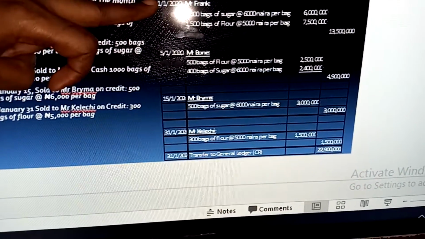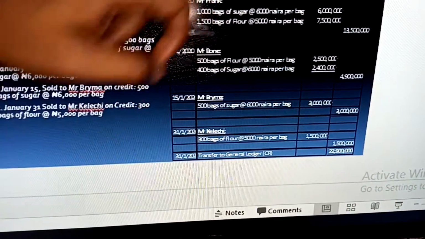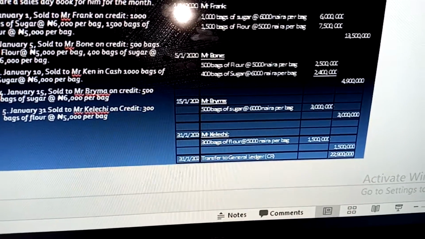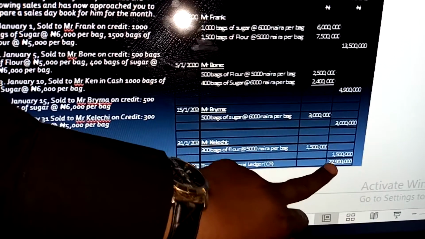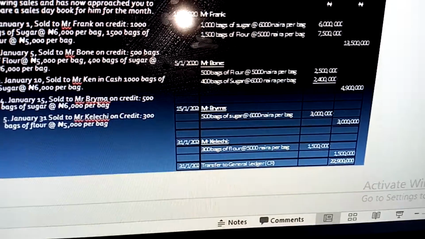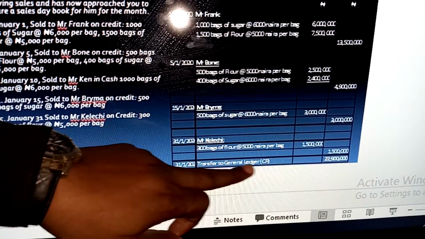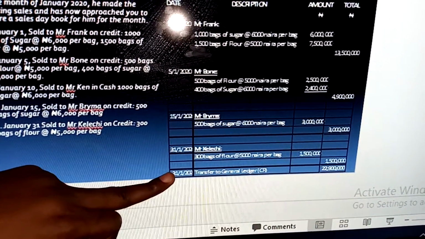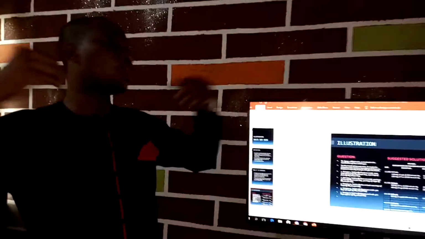So in total, we sold 13.5 million on the 1st of January. We sold 4.9 million on the 5th of January. We sold 3 million on the 15th of January, and we sold 1.5 million on the 31st of January, making total credit sales of 22,900,000. It's transferred to the general ledger credit on the 31st of January for closing entries. So now we understand how to prepare the sales day book.